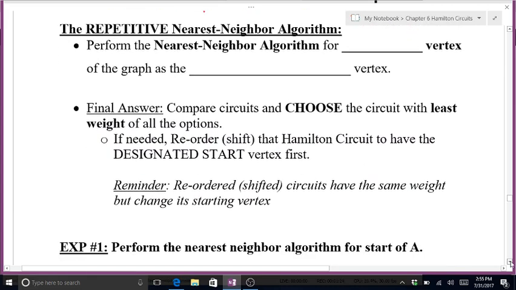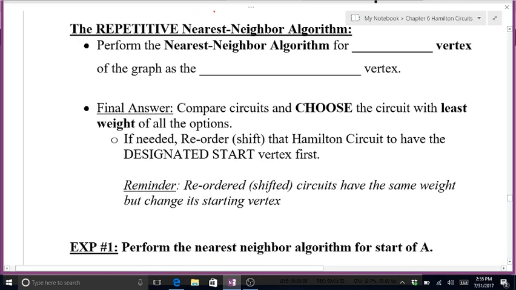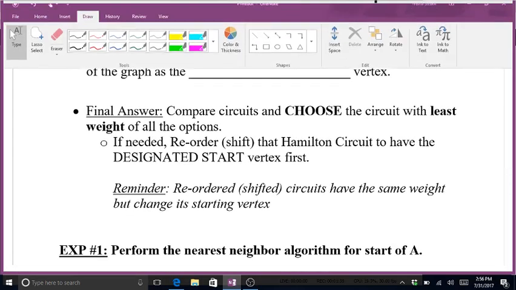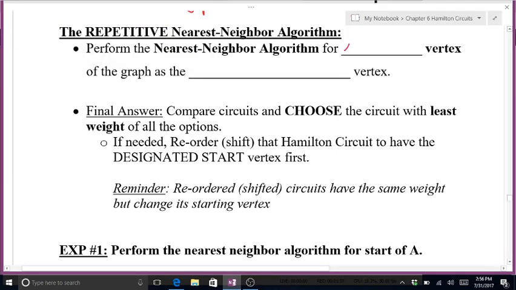The repetitive nearest neighbor algorithm. To perform it, for every vertex, we're going to perform this for every vertex of the graph as the starting vertex.